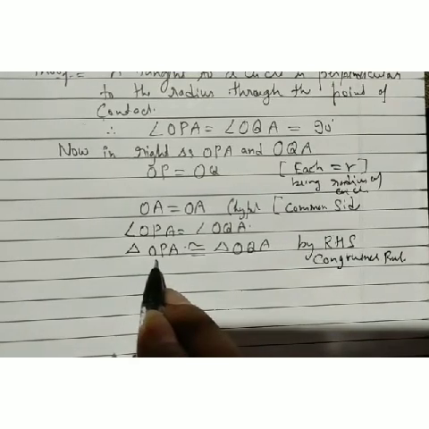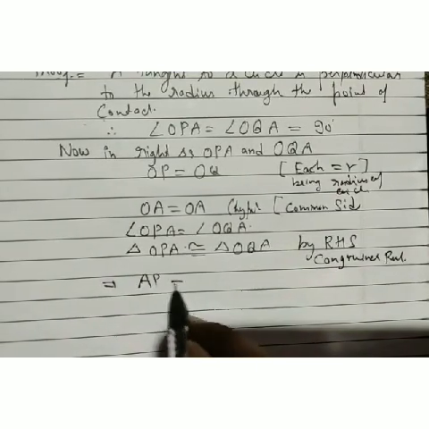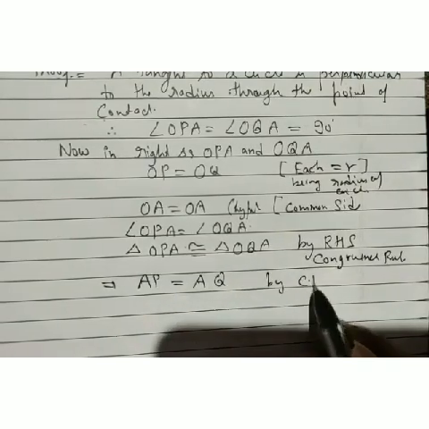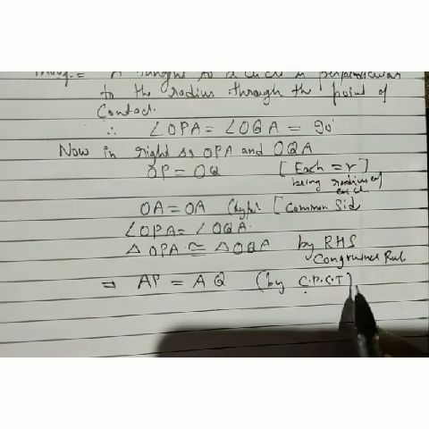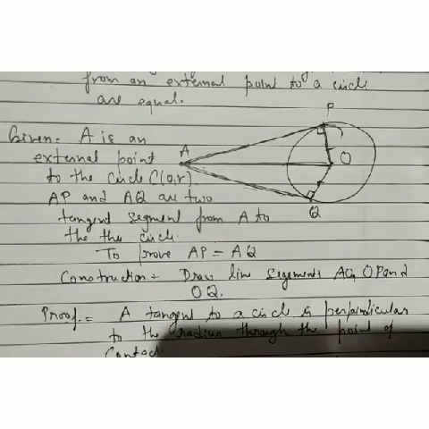Now our triangles are congruent to each other, then this implies AP is equal to AQ by CPCT, meaning by corresponding parts of congruent triangles. So we are able to say that the lengths of tangents from an external point to a circle are equal. Now look, we are going to revise this again.